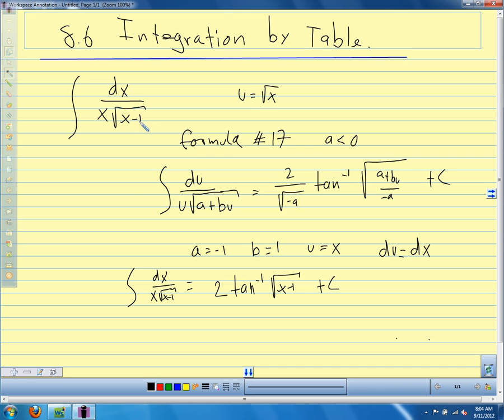If a is negative, since a is negative 1, they're two different cases. If you look in your table in your book, I'm on page 821, it gives a different case if a is positive. So this is a little easier than going through the trig substitution. If you're not required to do the trig substitution, this would be an easier route.